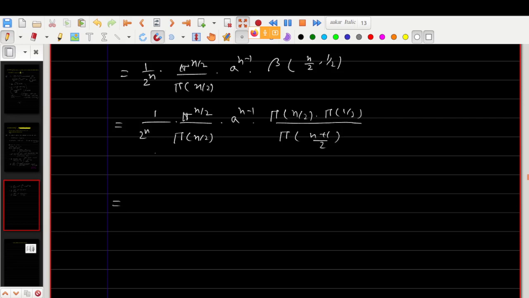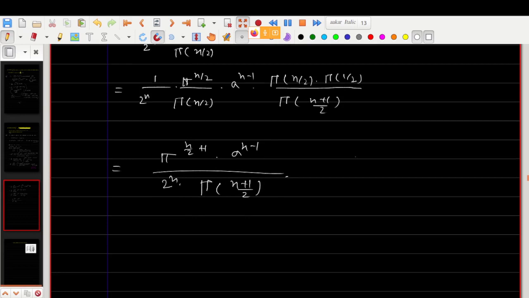Now gamma n by 2 and gamma n by 2 will cancel out, and gamma half is root pi, so that will be pi to the power n plus 1 by 2, sorry, n by 2 plus 1, root pi, a power n minus 1 by gamma of half n plus 1 by 2, and this is the final answer, right?